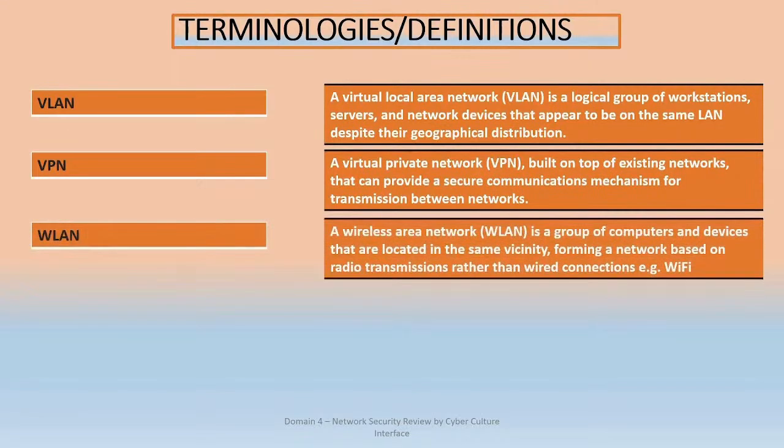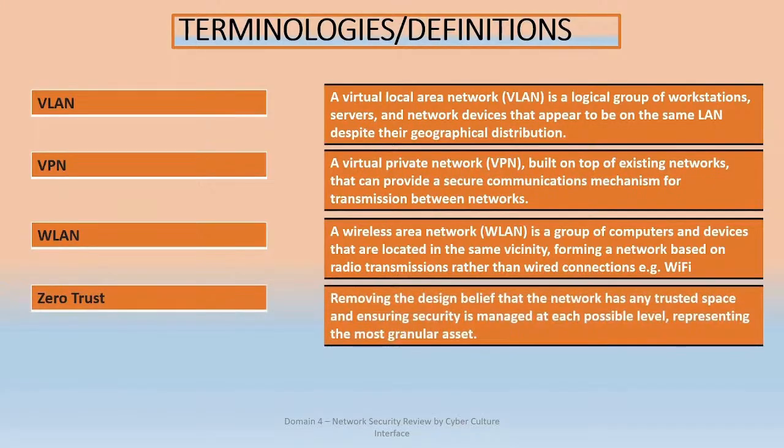Then we have the WLAN, which is a wireless local area network. It's a group of computers and devices that are located in the same vicinity. They form a network based on radio transmission rather than wired connection. Basically, a wireless LAN is a LAN that is made up of Wi-Fi connections or radio connections, not using cable. Once it's not using cable, it's wireless. So, a LAN that is wireless.